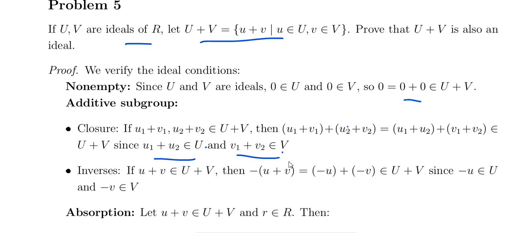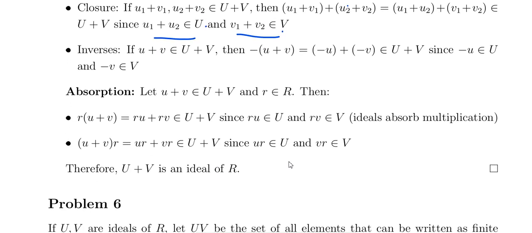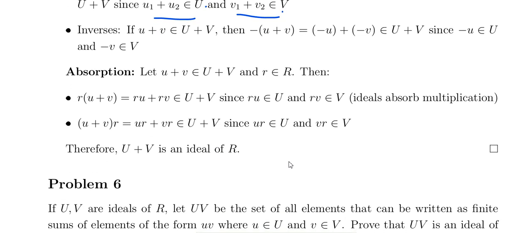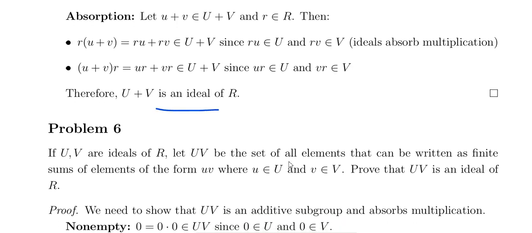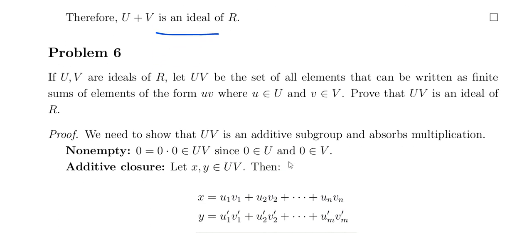Now come to the absorption property. It is enough to check this: u plus v belongs to U plus V, r belongs to R, so r times (u plus v) gives ru plus rv. Here ru belongs to U and rv belongs to V, because both are ideals. So this belongs to U plus V, so U plus V is an ideal. Very simple proof. Okay, so U plus V is an ideal.